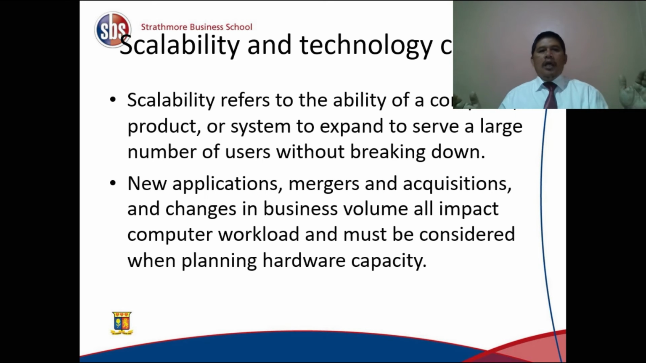So for example, if we invest in IT infrastructure in 2020, how sure are we that in the next 5 years, the same infrastructure will not break down, even though we might have expanded and our number of customers has grown? The number of products and services have also expanded. So new applications, mergers and acquisitions, and changes in business volume all impact computer workload and must be considered when planning hardware capacity. These are the issues that we are talking about.